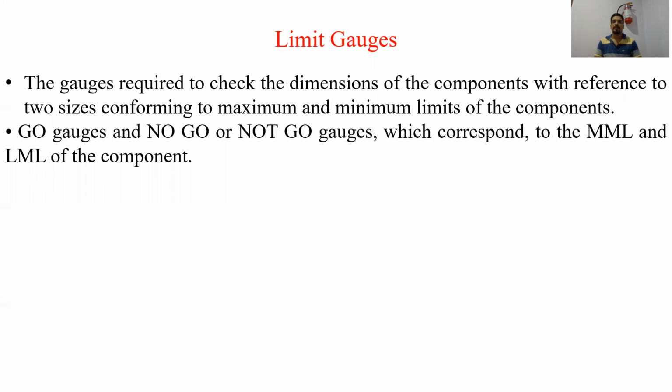Next, limit gauges are required to check the dimension of the component with reference to two sizes, confirming the maximum and the minimum size. Each component has two limits, the minimum limit and the maximum limit, and each component has to be made in between these two limits. So there are two parts of limit gauges. The first one is go and the second one is no go. We will discuss in detail what a go gauge and a no go gauge are.